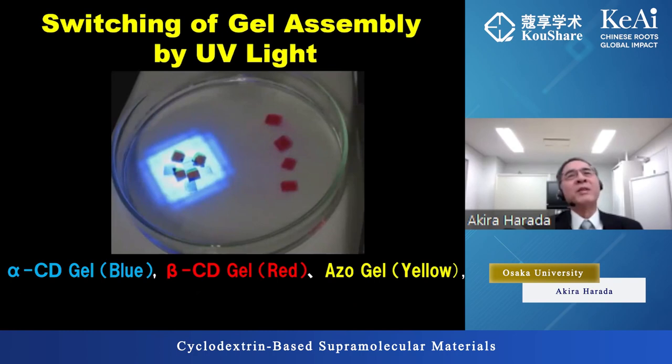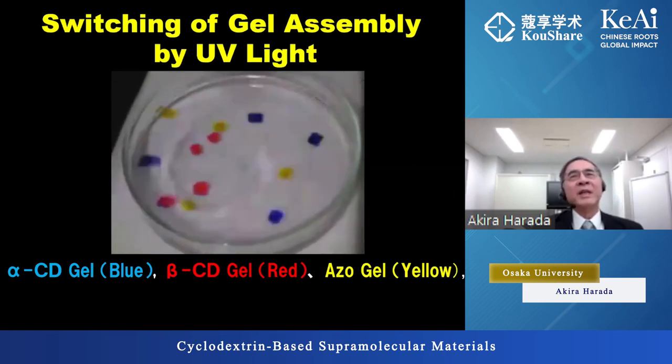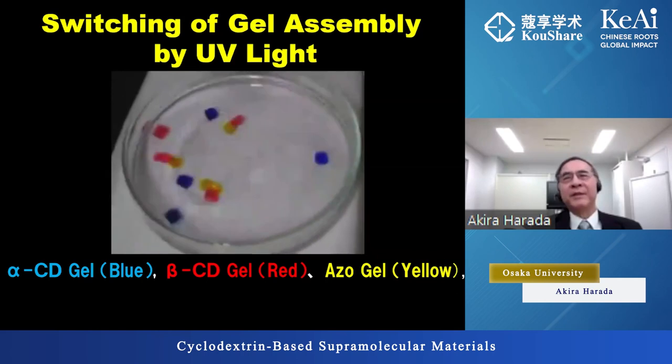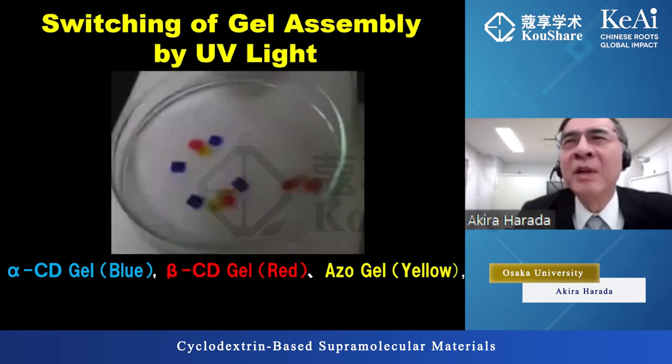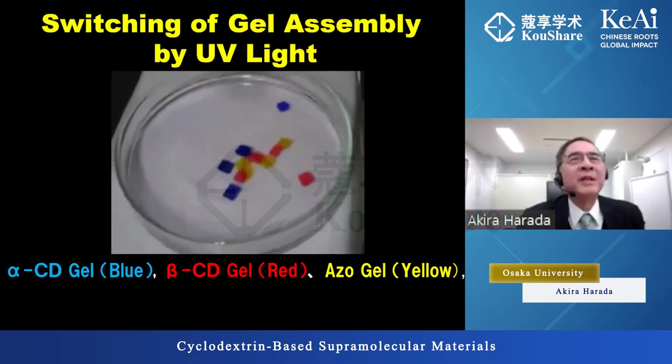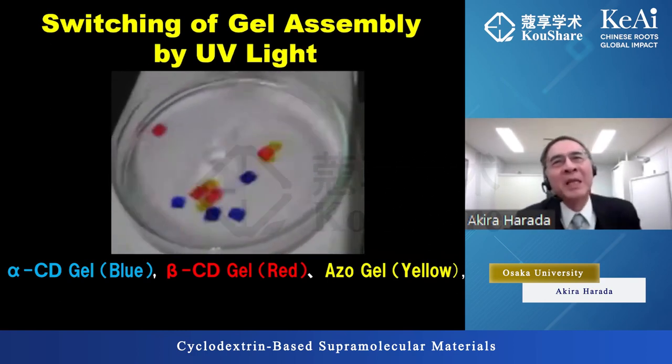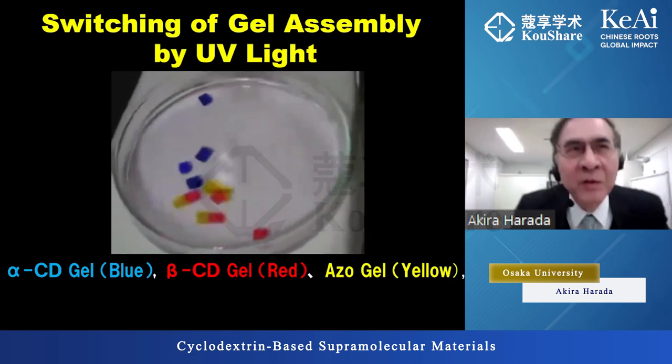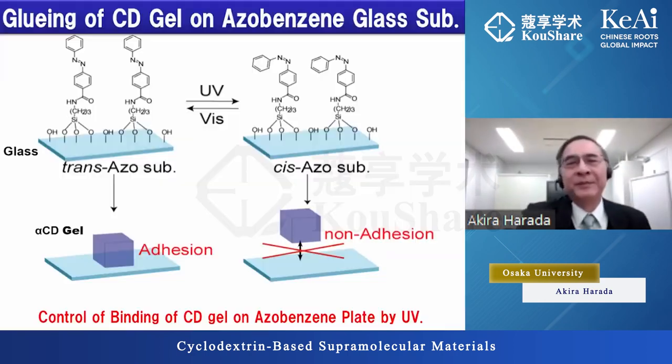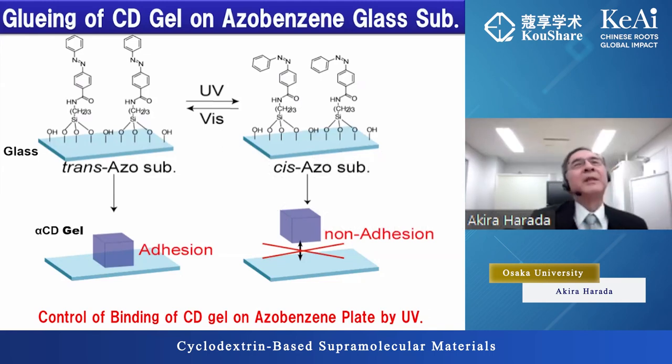When the gel assembly was irradiated by UV light in the presence of a beta-cyclodextrin gel, shown in red, the azobenzene gel, shown in yellow, its natural color, left the alpha-cyclodextrin gel in blue and changed its mind to the beta-cyclodextrin gel, shown in red, okay? So we wondered if the adhesion is limited to gel-to-gel glue. To test this, we tried to see the gel-to-glass interactions.